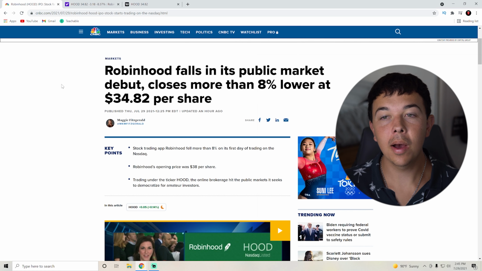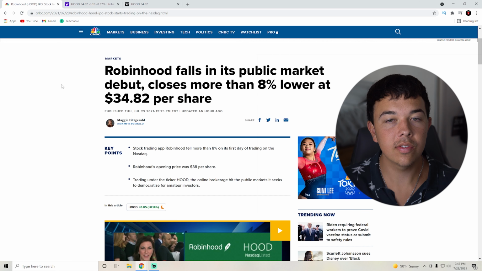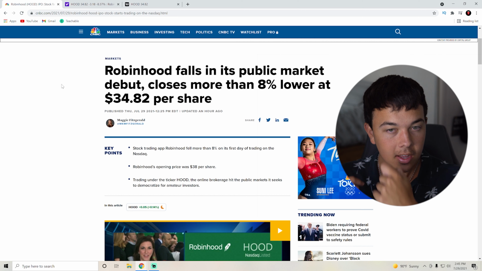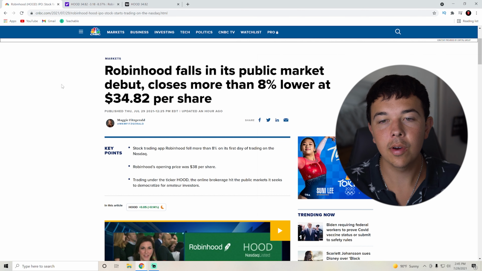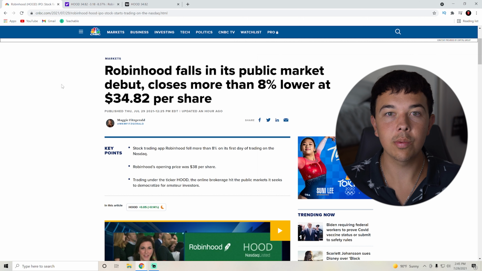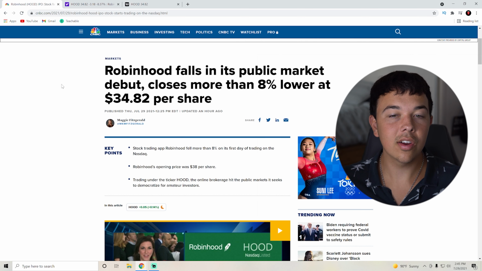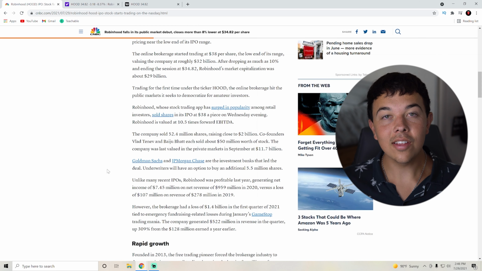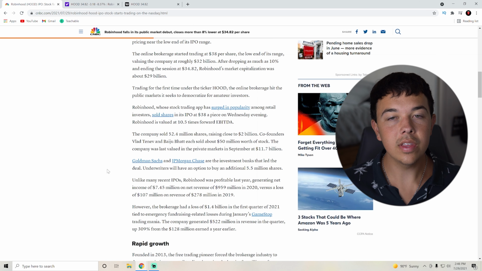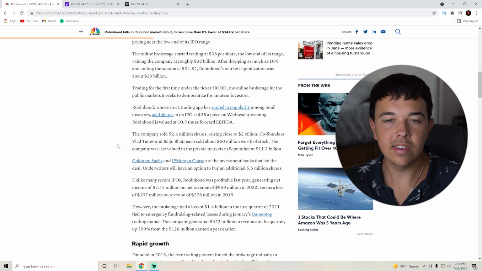Robinhood falls in its public market debut, closes more than 8% lower at $34.82 per share. So stock trading app Robinhood fell more than 8%. Robinhood's opening price was actually $38 per share, and it's trading under the ticker symbol HOOD. Okay, so now we can get into the nitty-gritty of the article, and we can actually go over the most important stuff that you guys need to know.